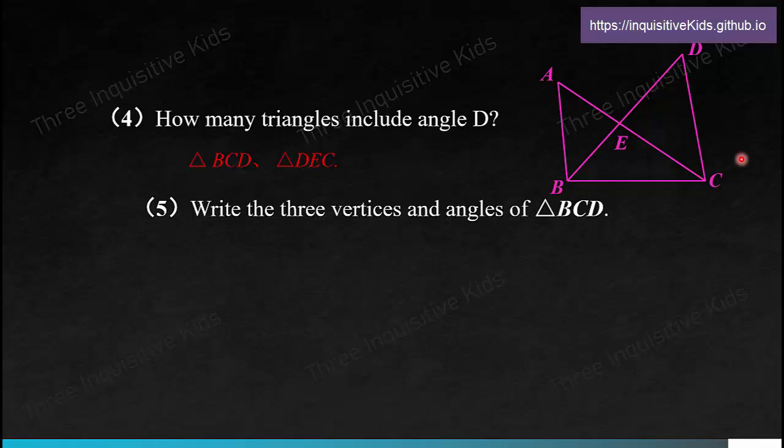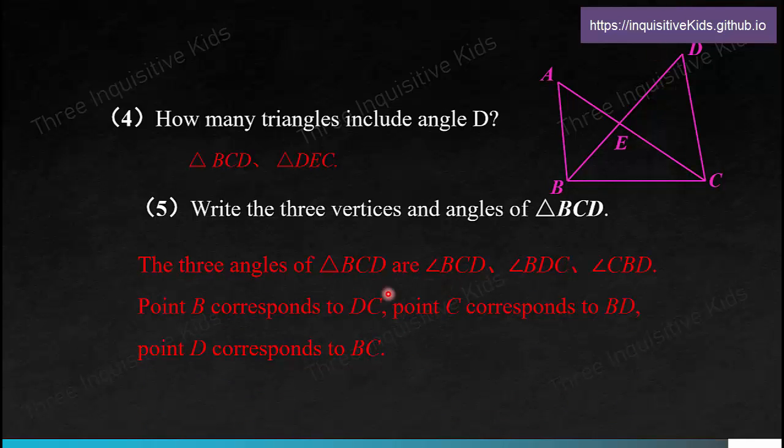5. Write the three vertices and angles of triangle BCD. The three vertices are points B, C, D, then the three angles of triangle BCD are angle BCD, angle BDC, angle CBD.